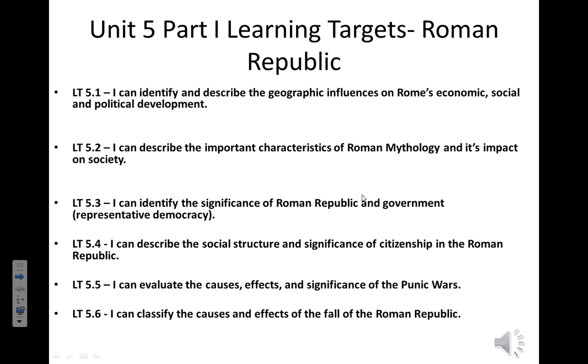Welcome to the World History 1 SOL review for Unit 5. So Unit 5 is Rome, which is broken up into two parts. To start, we have the learning targets for Part 1.